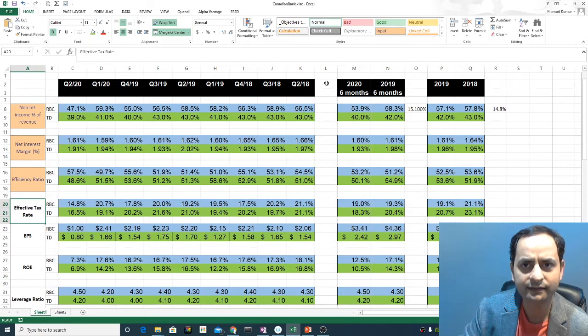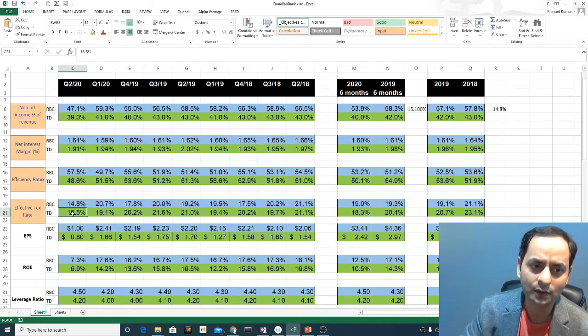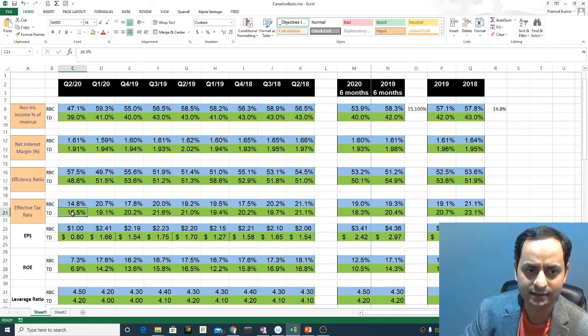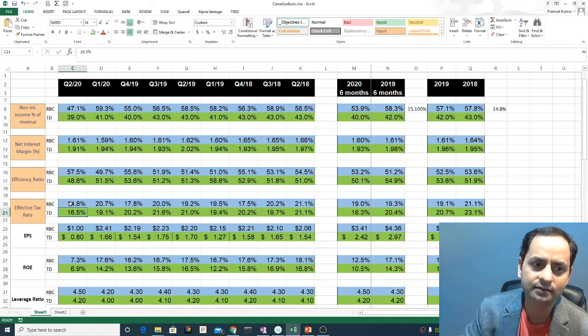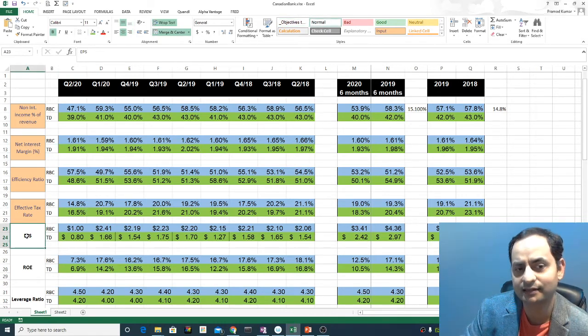On the effective tax rate, how much tax they have to pay, RBC I think did a good job in this quarter. They have to pay less tax, maybe because with their diversified business they are able to save some tax. Whereas TD, although their income has dropped, has to pay 2% higher in taxes, which is not that great, right? And one way to see that is the earnings per share, which is the next ratio.